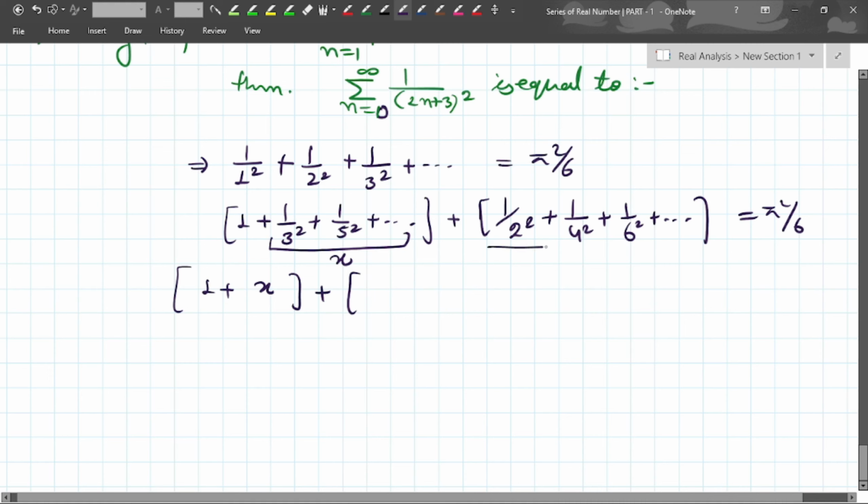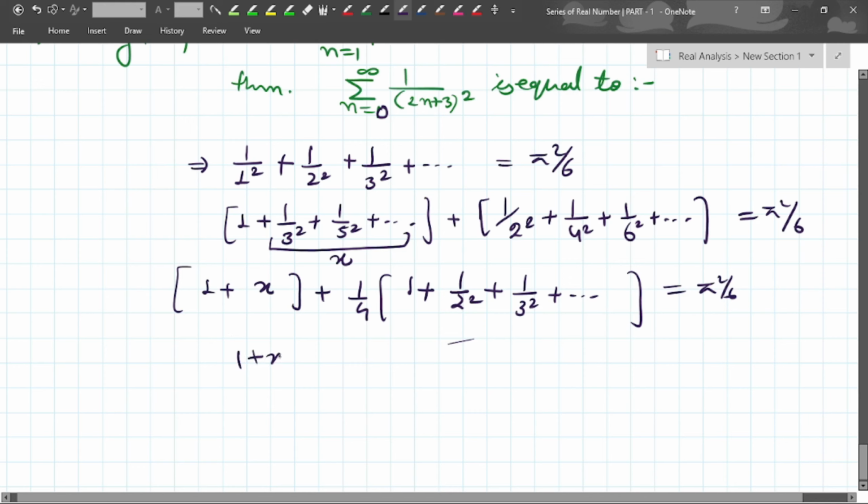Now my task is to solve only this. So how can I proceed? If I take 1 by 4 common, then what is this? 1 plus 1 upon 2 square plus 1 upon 3 square, the same thing, whatever is given, that is pi square by 6. I can use it here. So it is nothing but 1 plus x plus 1 by 4 times pi square by 6 is equal to pi square by 6.